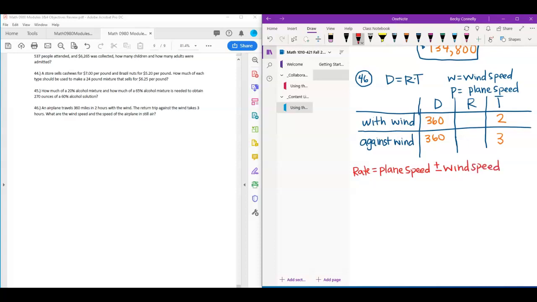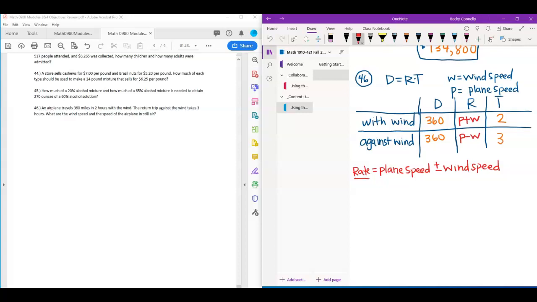So on our first one, our rate that we're looking at in this top equation, we're going with the wind. So we're going to have our plane speed plus our wind speed. It's moving us faster, so we're going to use the plus. And against the wind, it's slowing us down. So that's going to be our P minus W.